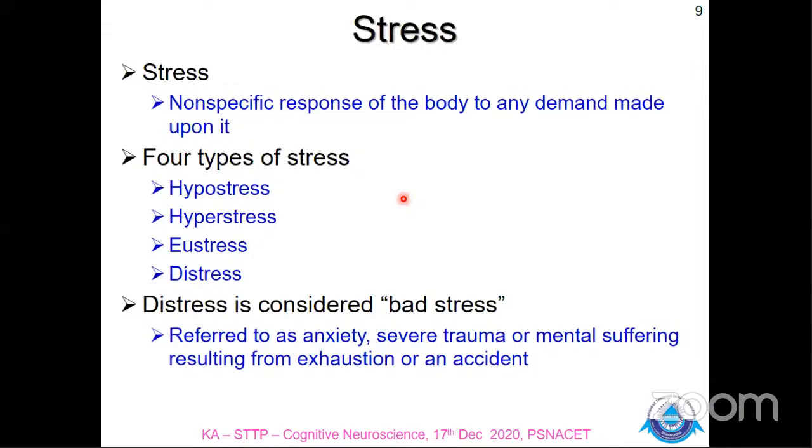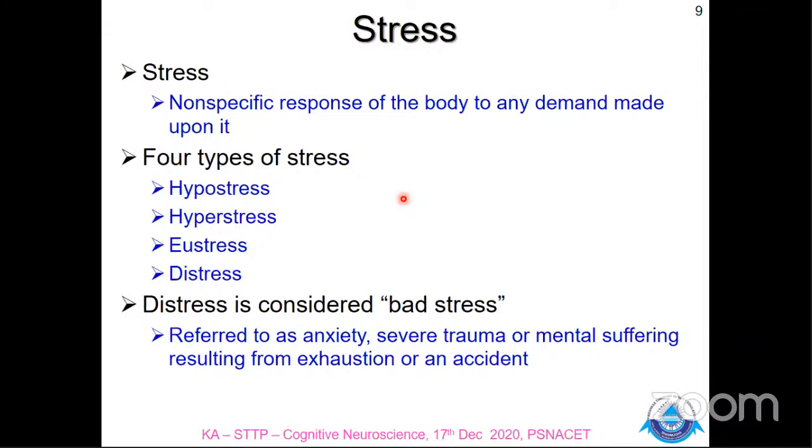Generally there are 4 types of stress: hypostress, hyperstress, equistress, and distress. What is hypostress? You are doing a continuous, repetitive job, the same boring task continuously every day or every week. That produces stress. That is called hypostress.